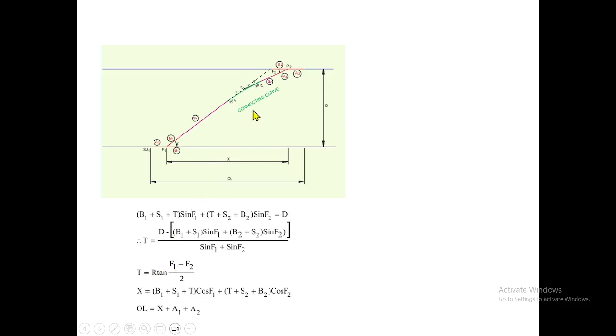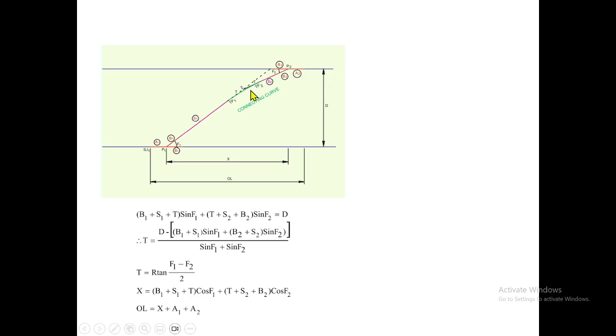So first, for providing a connecting curve, the radius must be known. Suppose we have the known radius. Suppose this is a passenger running line, and we want to introduce a crossover.